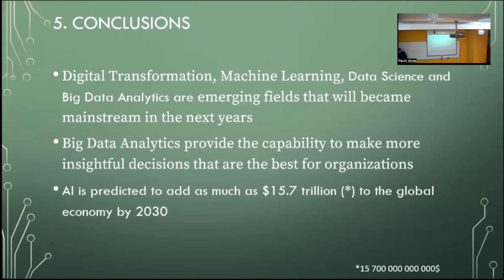And it is predicted that AI will add $15.7 trillion by 2030. Okay, it will be a lot of opportunities. Now we have that machine learning will be growing next year. The other will be AI. So data science and data visualization will be key aspects in this future. Okay.